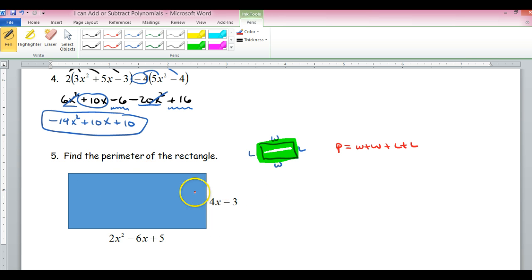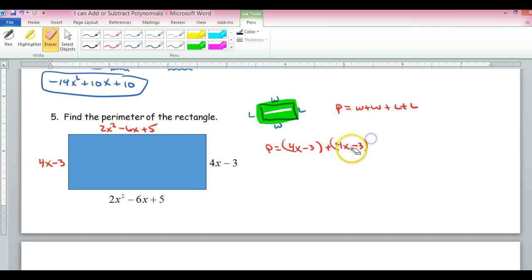Well, the first thing in this example we want to do to find the perimeter is label the opposite sides the same. 4x minus 3, 4x minus 3. It's going to be 2x squared minus 6x plus 5. Now when we go to find the perimeter, we can add all of these together, such as 4x minus 3 plus 4x minus 3 plus the 2x squared minus 6x plus 5 plus the other side, 2x squared minus 6x plus 5. But since we're adding all of these sides up, you could basically just drop the parentheses and combine like terms because you have no negatives inside here.